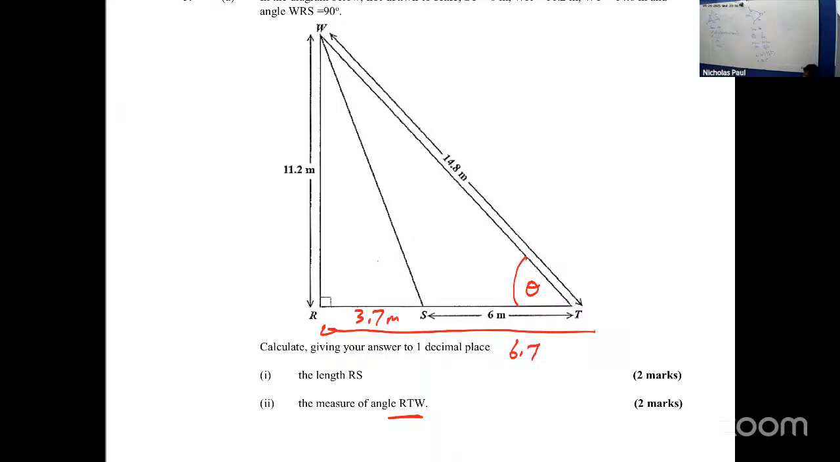Hurry up, find theta. See what triangle you're going to use to find theta, big triangle or triangle 2. Give me a minute. Try it quick.